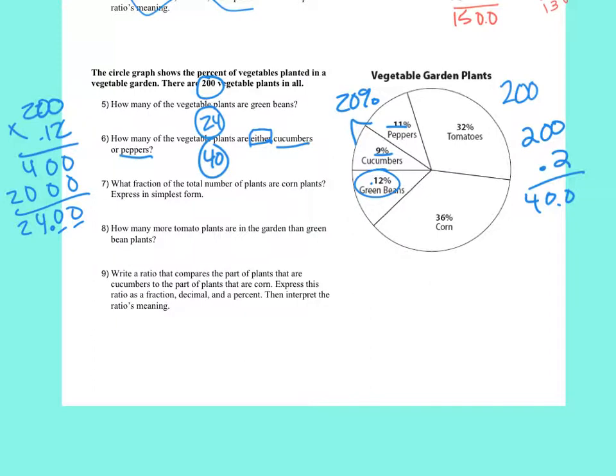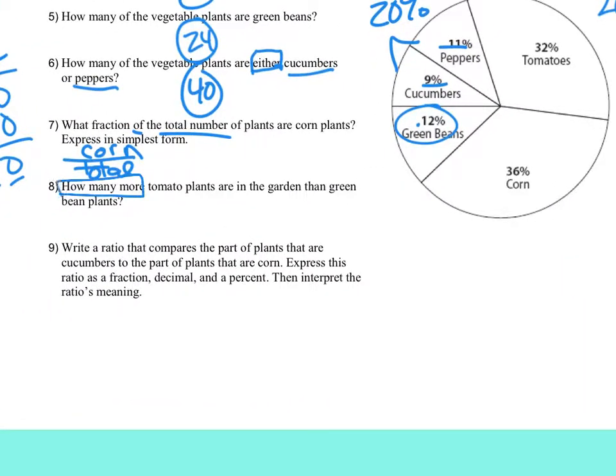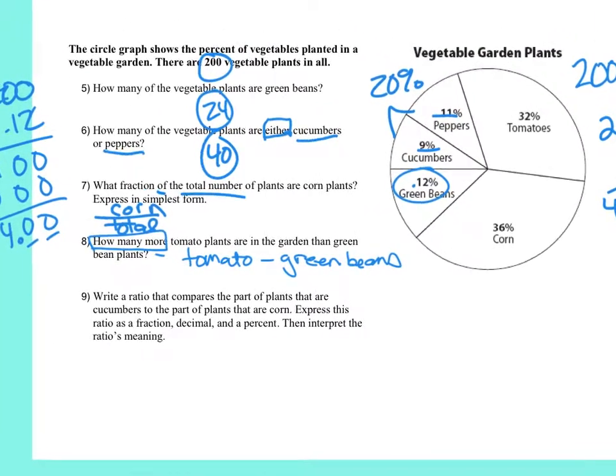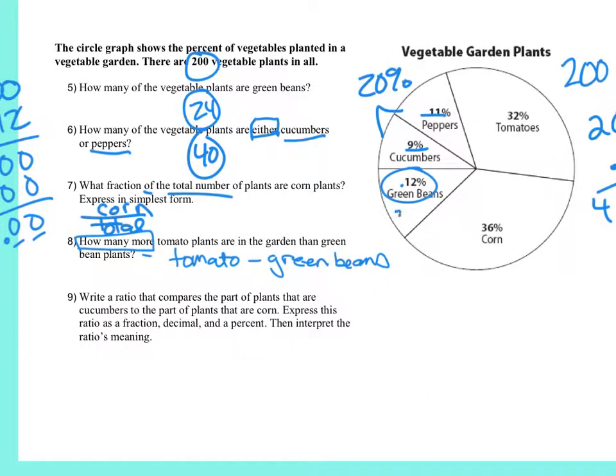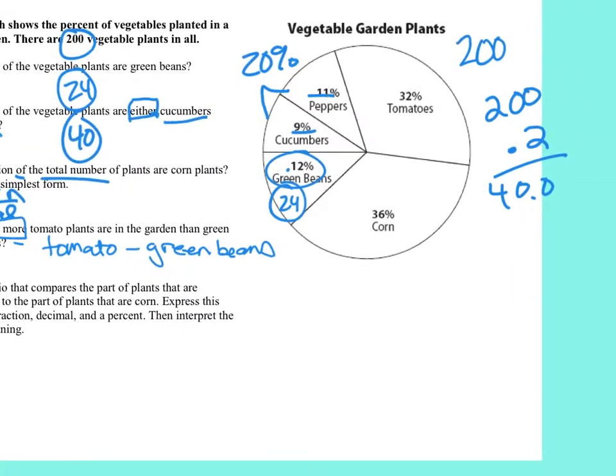Then number 7, what fraction of the total number? So total number goes on the bottom. Of the plants are corn plants. Okay. Number 8, how many more? So that tells us we're gonna subtract. How many more tomato plants are in the garden than green beans? So tomato minus green beans. We already know that. Green beans, we had 24. But do we know tomatoes yet? No. Not just yet. So do the same thing.